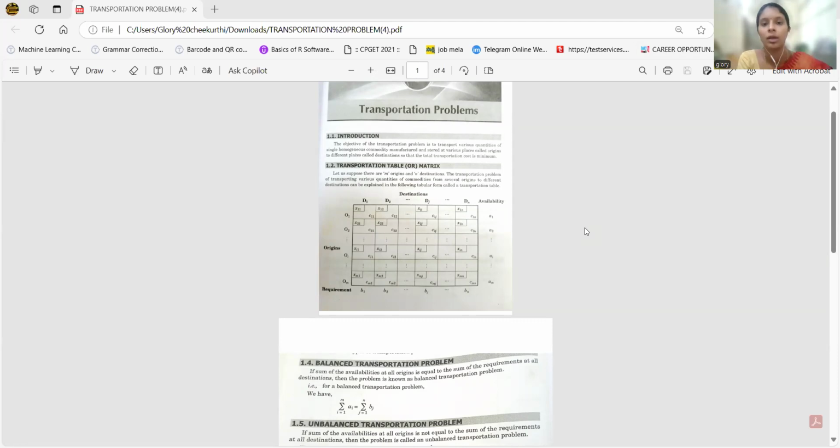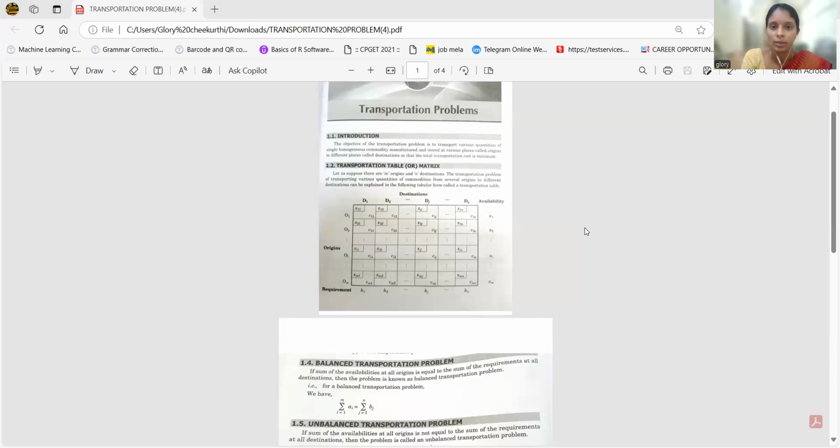Hello one and all. Today I want to discuss a topic known as the transportation problem. In this topic, I want to discuss some important concepts, like what is the transportation problem, what is the need for the transportation problem, what is the main objective of the transportation problem, and some more related concepts.